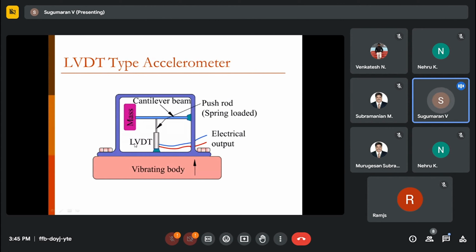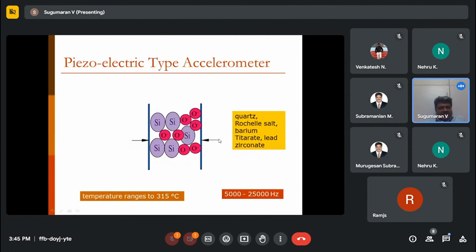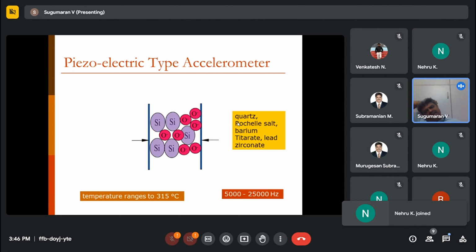As the body vibrates, the mass goes up and down. Proportionally, the cantilever beam goes up and down, and that up and down motion causes the LVDT core to move up and down, which produces an electrical signal. You can measure vibration. And the last one, piezoelectric type accelerometer. Since all these sensors your professor has already talked about, I have not elaborated, just rushed through that. Okay. For the last 15 years or so, I have been using the piezoelectric type accelerometer, a very widely used accelerometer.